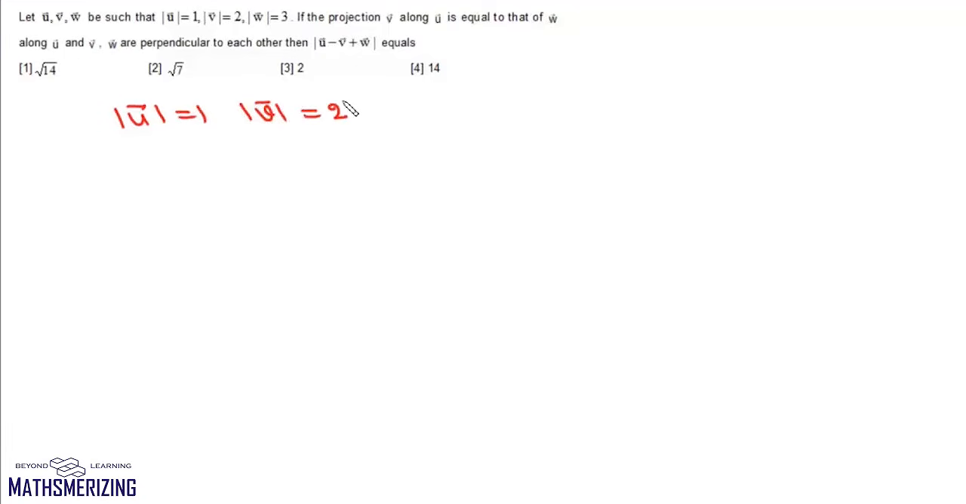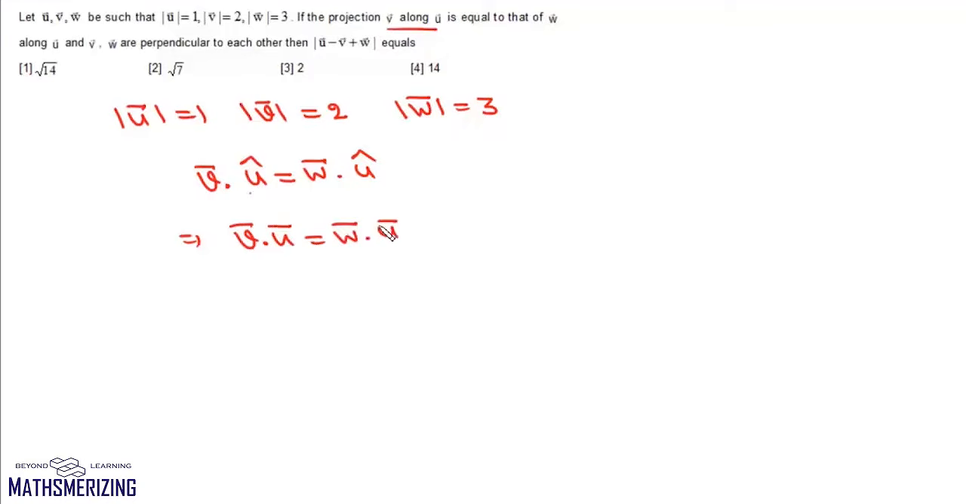if the projection of v along u is equal to that of w along u, that means v dot u cap will be the same as w dot u cap, and since it is u on both sides, we can write v dot u will be equal to w dot u, and v and w are perpendicular. It simply means v dot w will be 0. We need to find the value of mod of u minus v plus w.